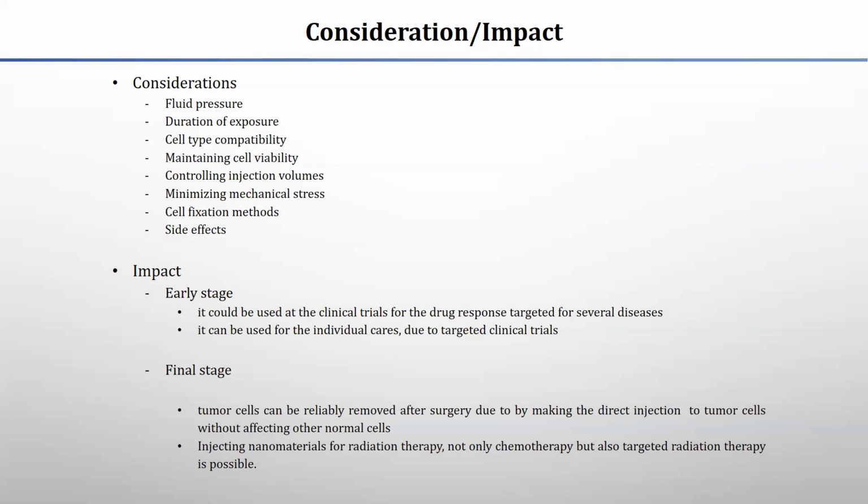Successful implementation of this project could revolutionize clinical trials by improving drug response in various diseases. It also holds potential for personalized care through targeted clinical trials. In the early stages, these implications are expected effects. Furthermore, upon successful completion of the final stage, it could enable reliable removal of tumor cells after tumor resection through direct injection without harming surrounding healthy cells. This approach allows for selective removal of tumor cells while preserving normal cells. Additionally, it could be applied to targeted radiation therapy by injecting nanomaterials for more precise and effective radiation treatment.